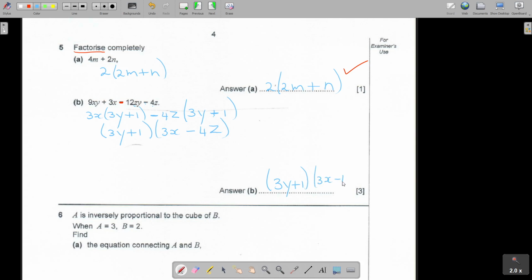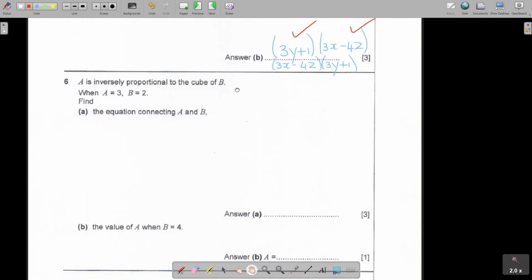3x minus 4z. Now again, remember, if somebody wrote 3x minus 4z and 3y plus 1, he is also 100% correct. We just look, the bracket and the inside, it's the same. The bracket and the inside, you will get also your 2 marks. Okay, make sure you know your factorization, especially if you go on in maths or even take a basic maths course someday, that will be part of mathematics.